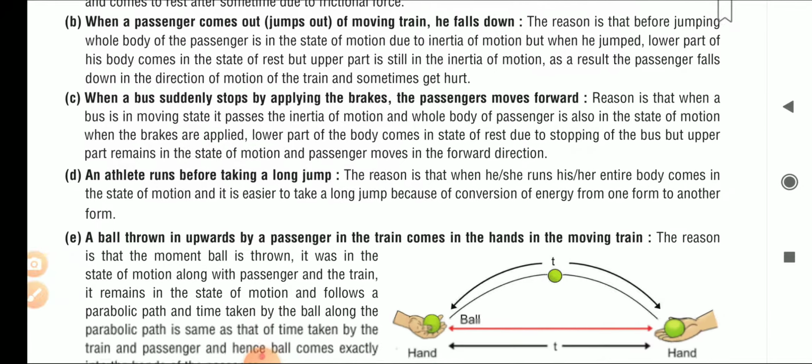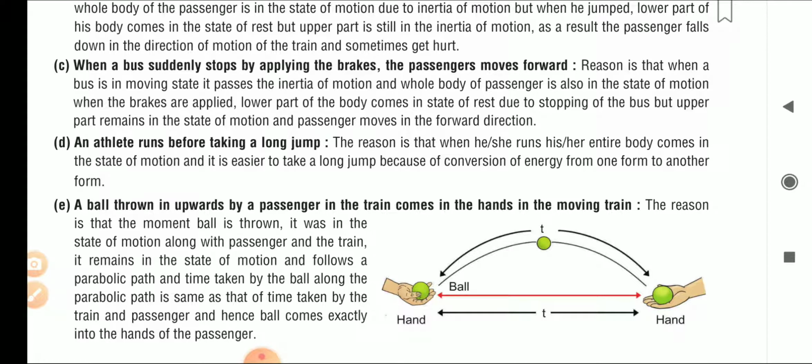When a bus suddenly stops by applying brakes, the passengers are moved forward. The reason is that when a bus is in a moving state, it possesses the inertia of motion, and the whole body of the passenger is also in the state of motion. When the brakes are applied, the lower part of the body comes to the state of rest. Due to stopping of the bus, the upper part remains in the state of motion and the passenger moves in the forward direction. So very clear these things are.